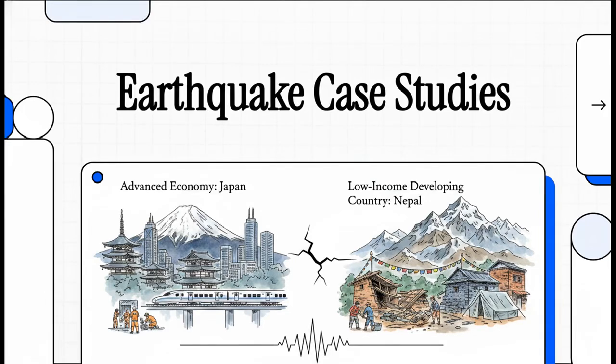Welcome to the Explainer. So today, we're literally putting on our senior examiner hats to break down exactly what makes an A-star answer for the OCR hazardous earth specification. We're zeroing in on section 4.b. That's the part evaluating how earthquake impacts hit people living in countries at totally different stages of economic development.